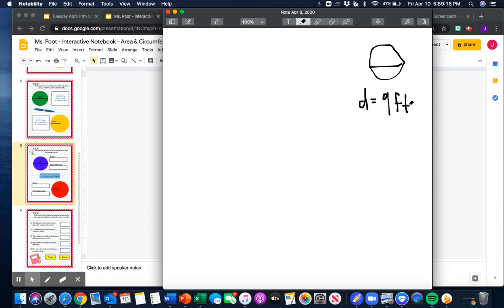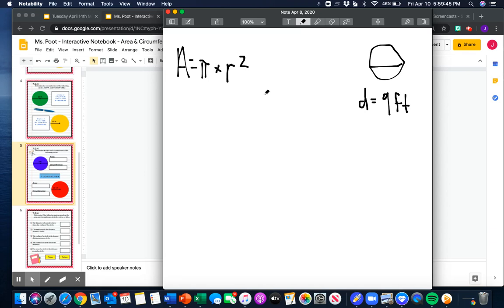All right, now what other information do I know about circles? Well, I know the formula for area, so I'm going to write it. Area equals pi times radius squared. All right, so area equals pi times radius squared.